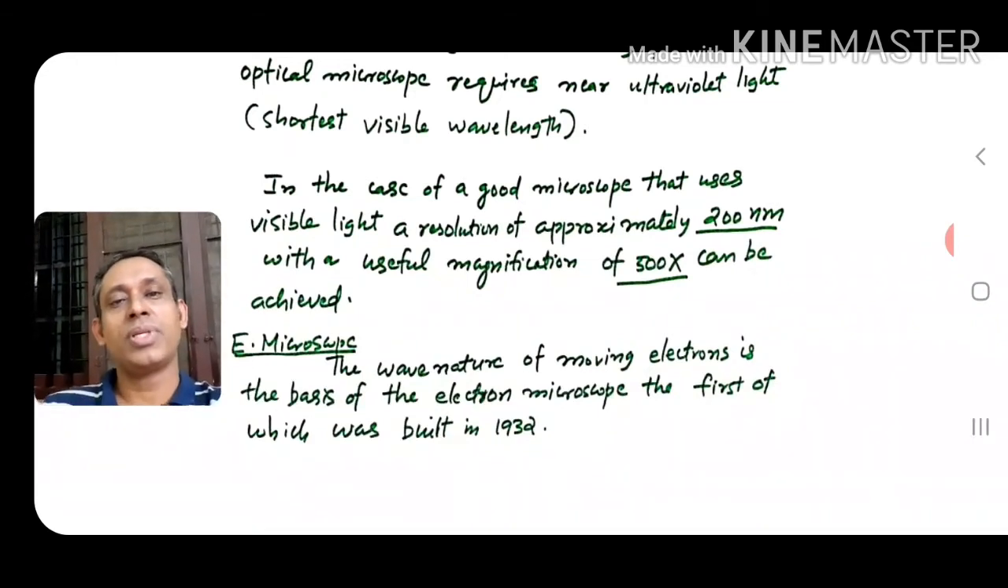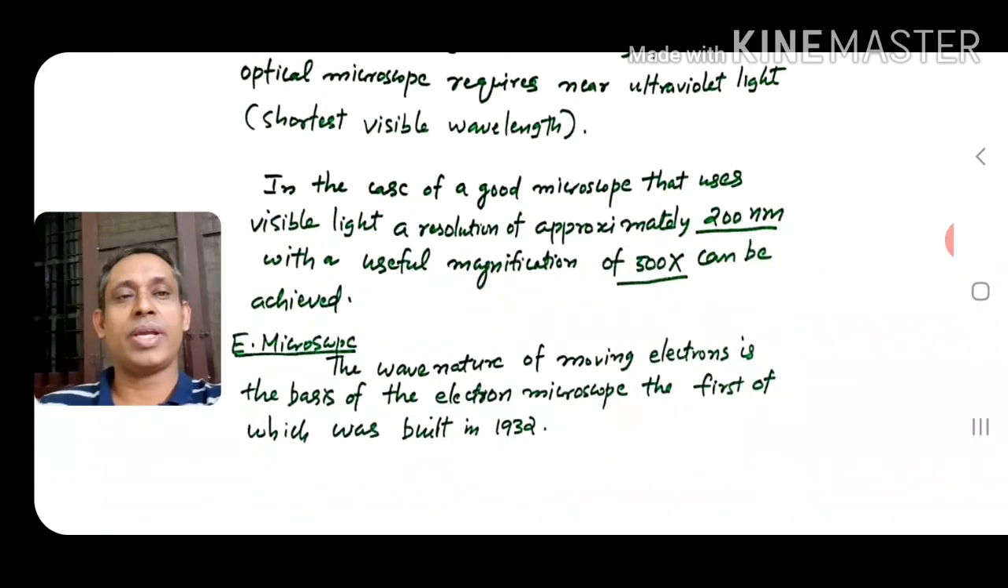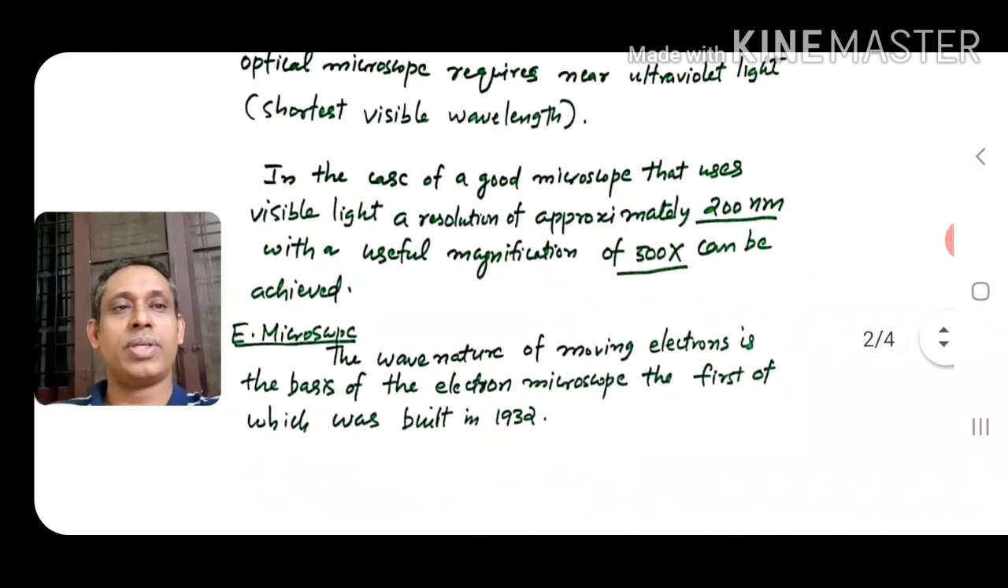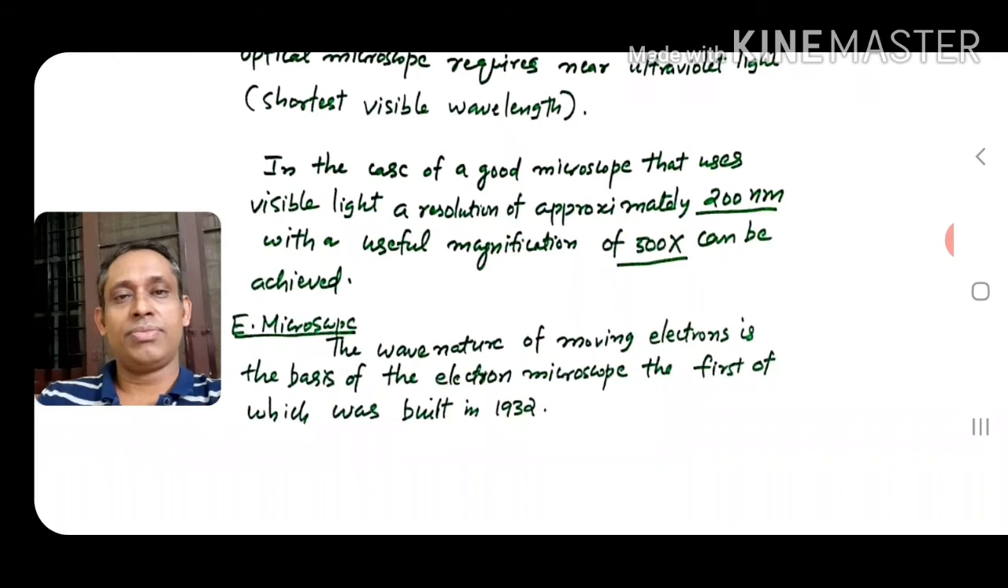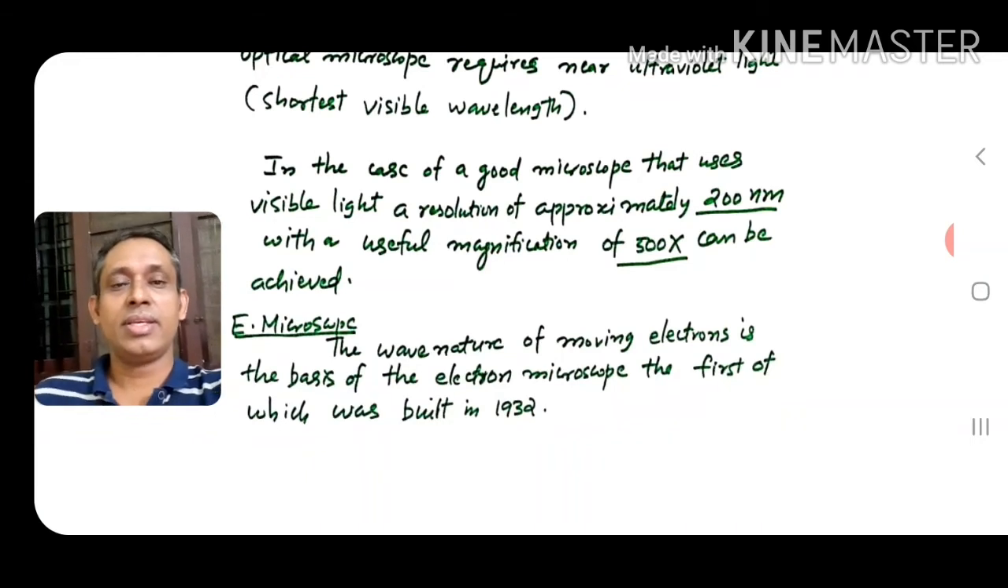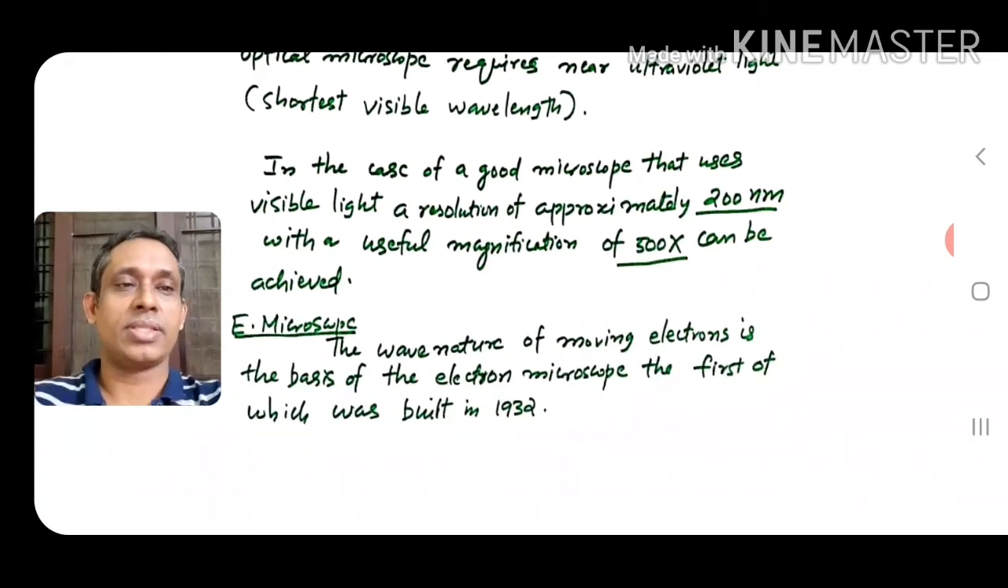So a light microscope, or an optical microscope, can get a maximum resolution of 200 nanometer. That means if two lines are 200 nanometer apart, the microscope can clearly differentiate those lines.